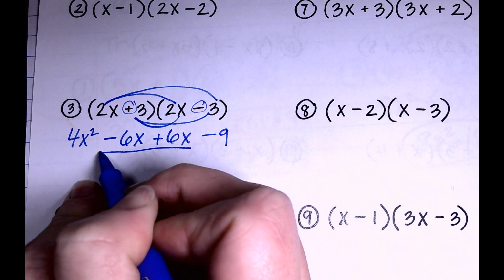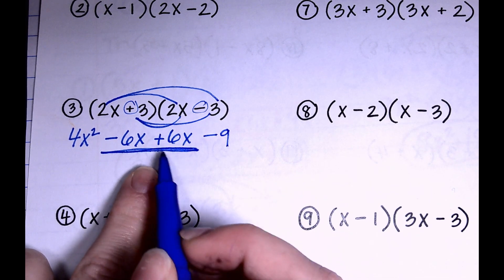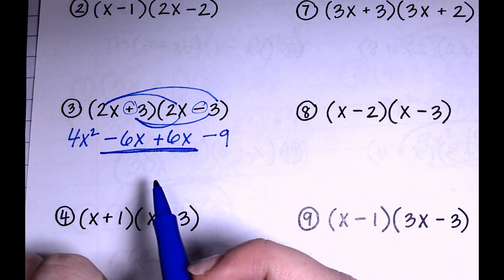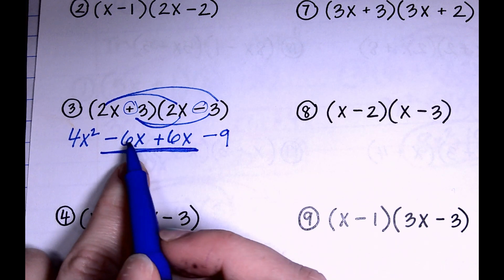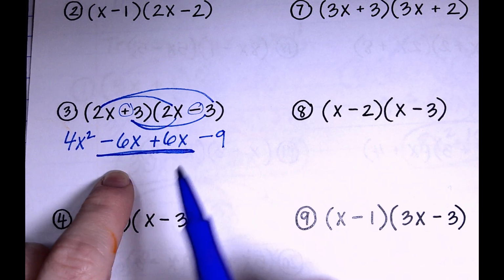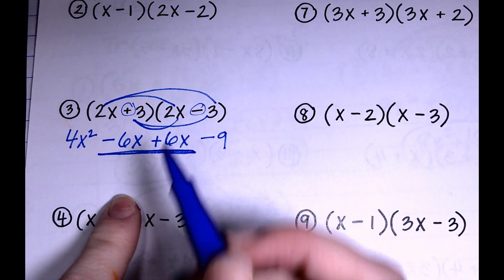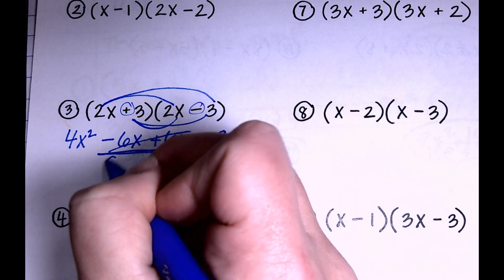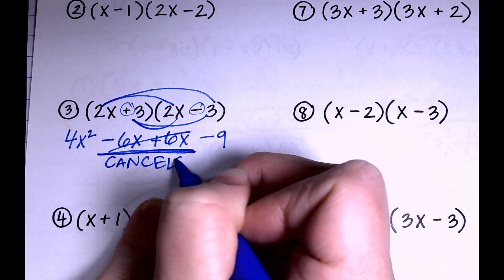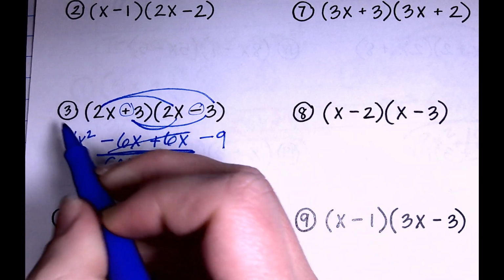When I'm combining my like terms, minus 6x and plus 6x, what happens to these terms? They're canceling out. 6x and minus 6x. When I put these together, I get 0x. We don't write 0x. We don't even write 0. They cancel out. Yes. Cancels. So our answer would be 4x squared minus 9.